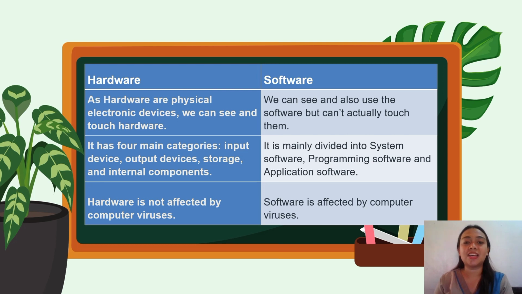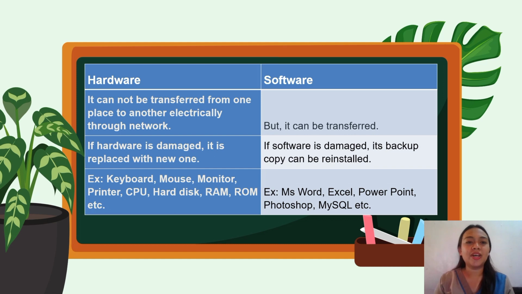Hardware is not affected by computer viruses, while for the software, it is affected by computer viruses. Hardware cannot be transferred from one place to another electrically through network, while for the software, it can be transferred. For the hardware, when it is damaged, it is replaced with a new one. And for the software, if it is damaged, its backup copy can be reinstalled. Or kapag operating system natin, yung na-damaged, it can be reformatted.